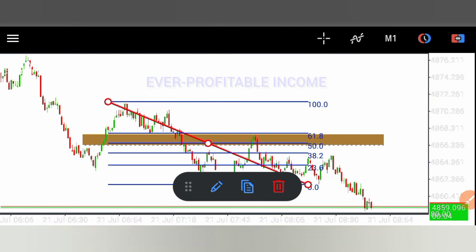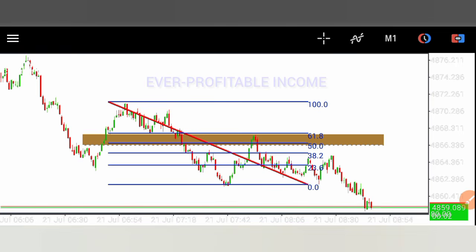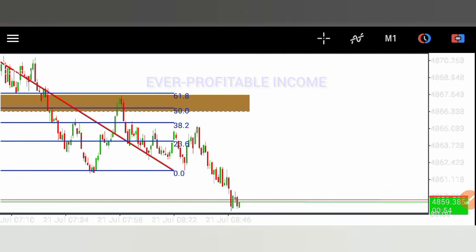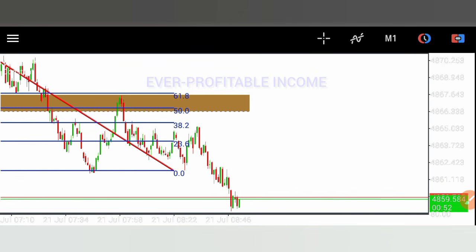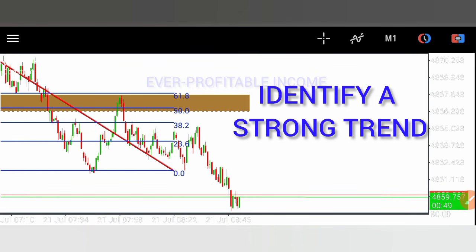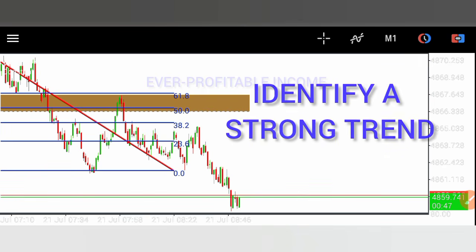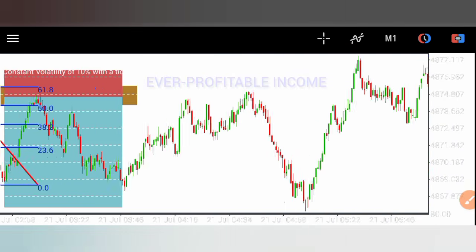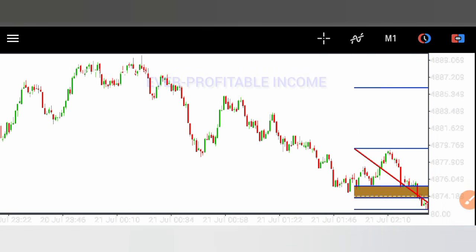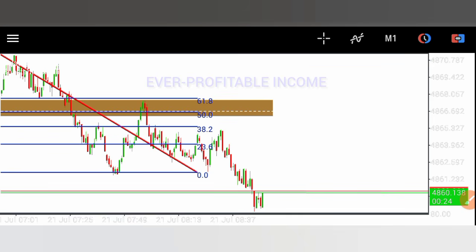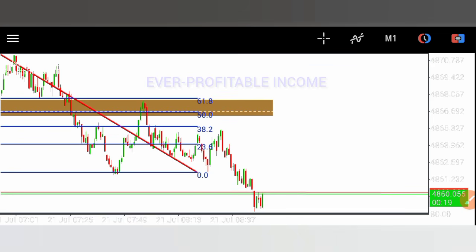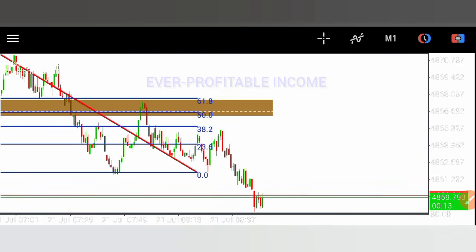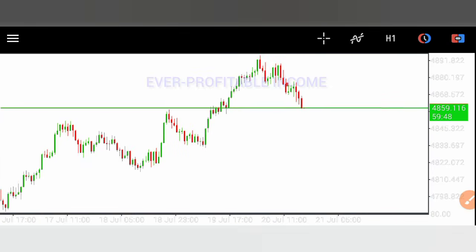Now, in order to use this tool effectively, the first thing we need to find is a trending market, either a strong bullish trend or a strong bearish trend. Like the one we have here, currently we are on a strong bearish trend. In order to use this strategy, you have to find a strong downward trend, and for you to know a strong downward or a strong bullish trend, you just pull out your trend line and identify the trend like this.